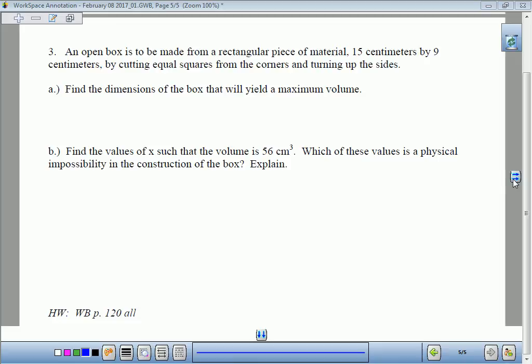That's right. Okay, so number 3. An open box is to be made from a rectangular material. We left the square. We've moved up in the world. This rectangle is only 15 by 9 centimeters. We're going to cut squares out of the corners to turn up the sides to create our box. Visual people like a picture. Let's draw one.